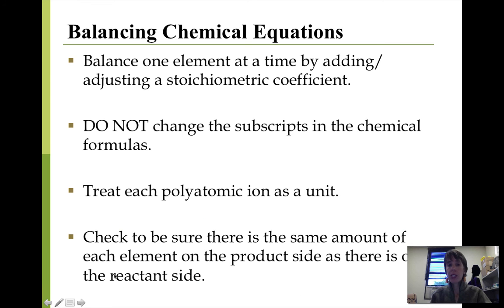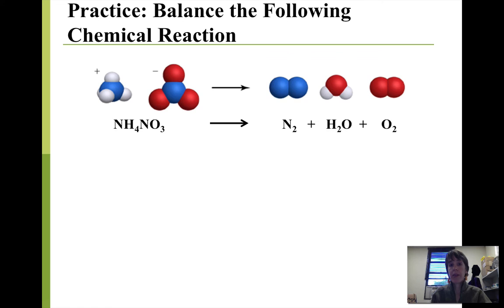So a few more tips. It's good to balance just one element at a time. It's often good to save oxygen and hydrogen for last. Do not change the subscripts in the compound chemical formulas. Those subscripts in the compound's formula are indicating what compound it is, and we can't just change that because then we would have a different reaction. When you see polyatomic ions, usually they stay the same on the reactant and product side of the equation. And then at the end, just double check everything. See if there's the same number of atoms of each element on the reactant and product side.